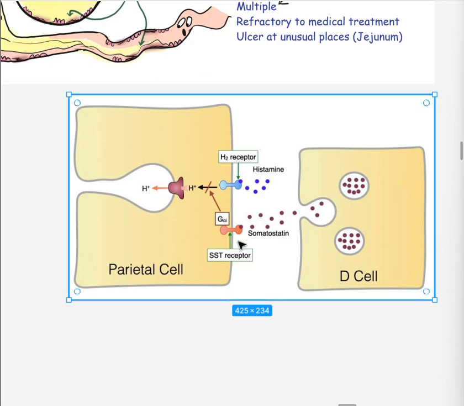Here you can see the parietal cell on the left and the D cell on the right. The parietal cells are located in the stomach glands, which include the fundus and body, and they function by secreting the hydrochloric acid.